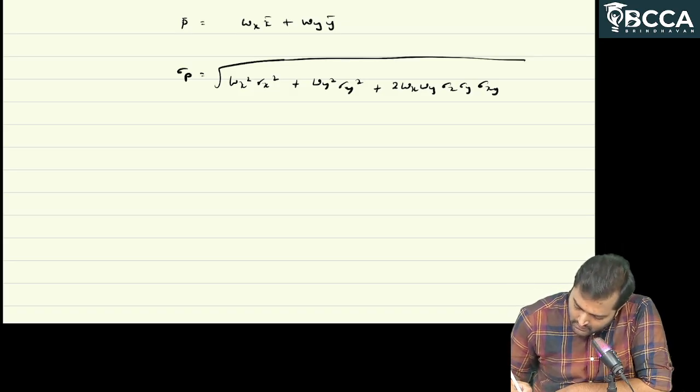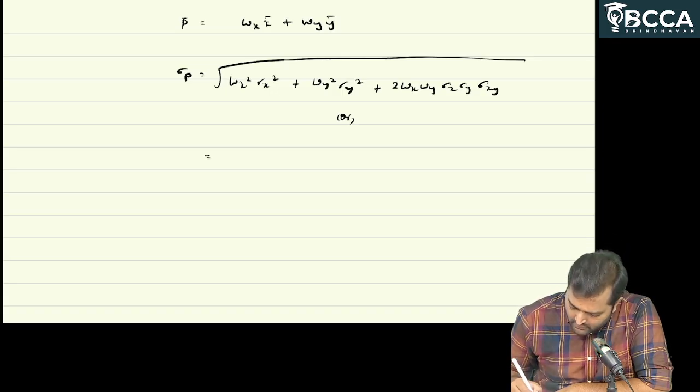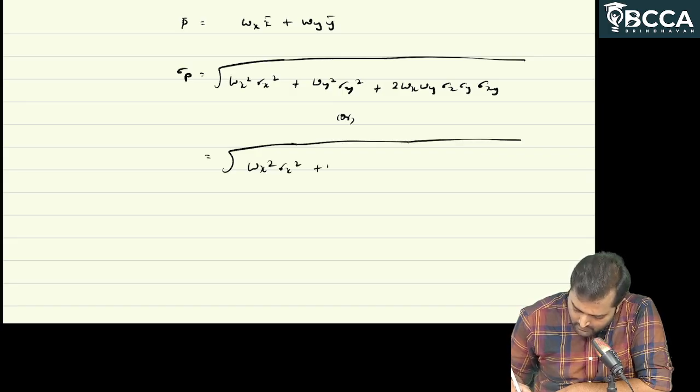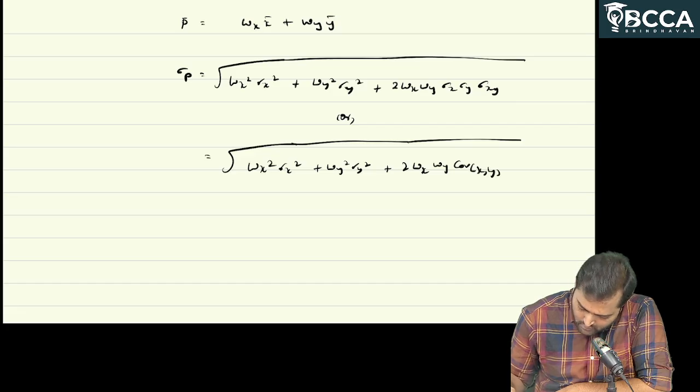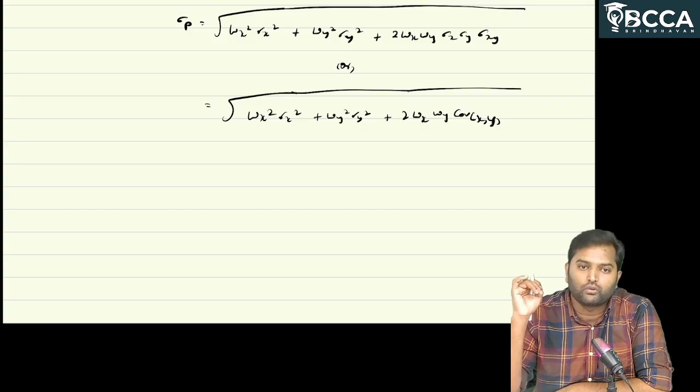What is the other formula? Instead of sigma x, sigma y, sigma xy, we can take covariance of x comma y. So sigma p is equal to the square root of wx square sigma x square plus wy square sigma y square plus 2 wx wy covariance of x comma y. So this is the formula for risk of a portfolio.